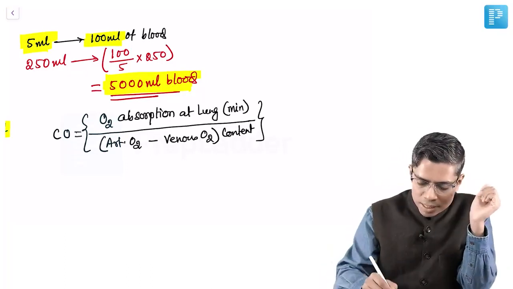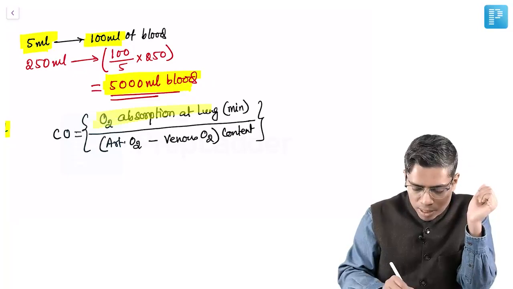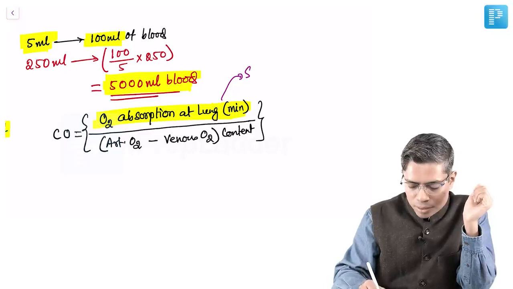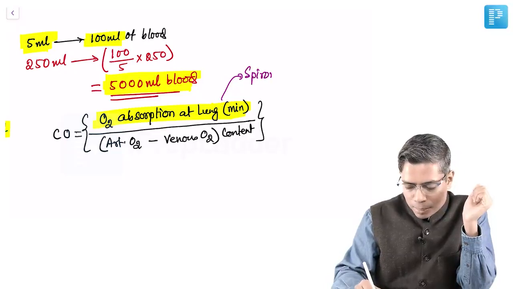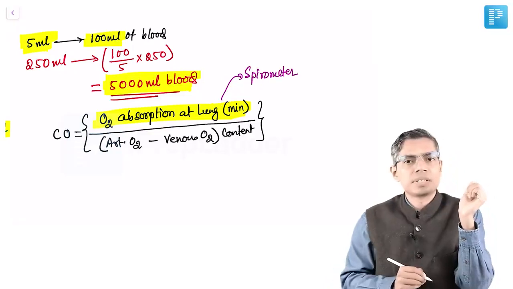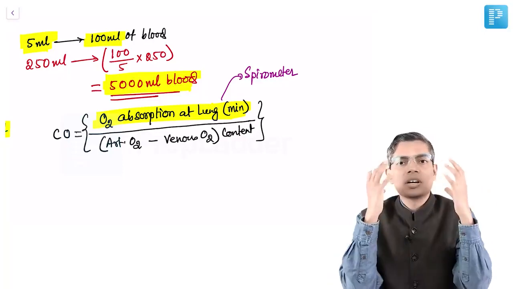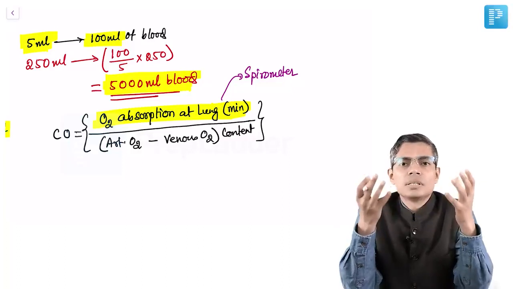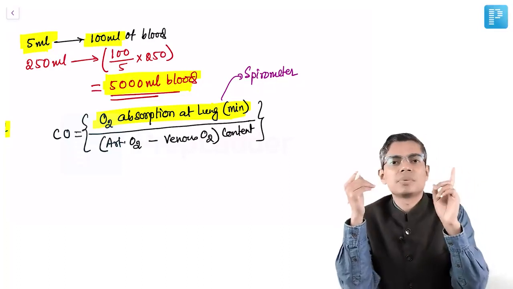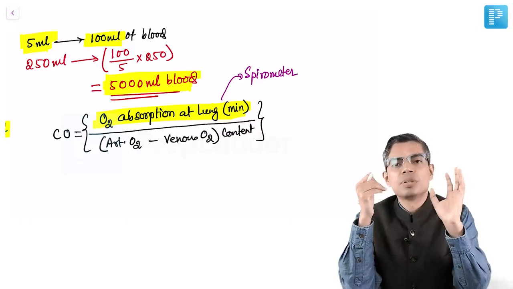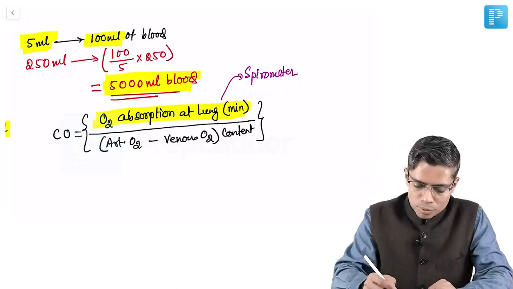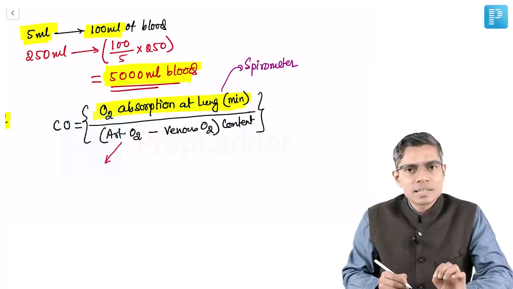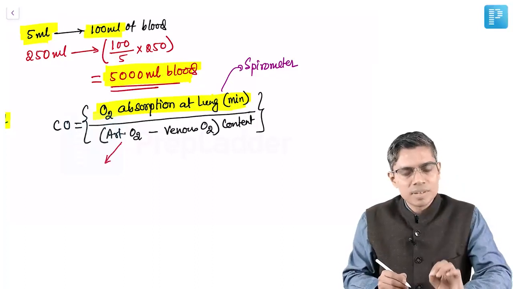So how can you measure the oxygen absorption from the lung in 1 minute? This can be easily done by a simple spirometer, right? So you have to attach one spirometer to the person whose cardiac output you are planning to measure. Then you measure how much oxygen the person is consuming in 1 minute. Normally this is around 250 ml, right? Then you also have to measure the arterial oxygen content. Which arterial sample is taken for this Fick's principle?